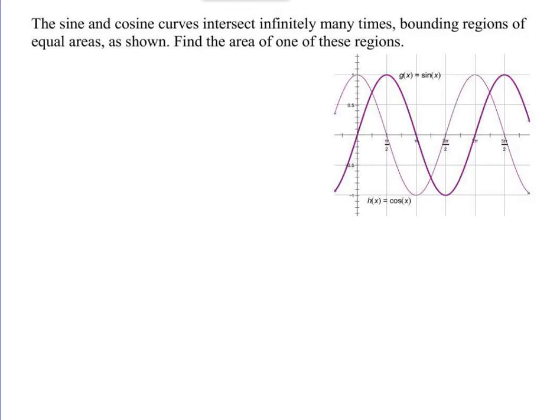Okay, a good point. The sine and cosine curves intersect infinitely many times, bounding regions of equal areas, as shown. Find the area of one of these regions. So which region do you want to find? This one? Okay. That's our region right there. Now what?